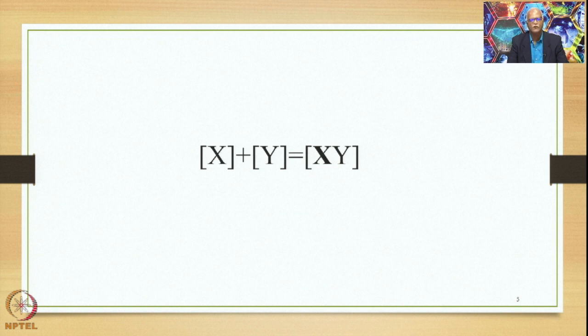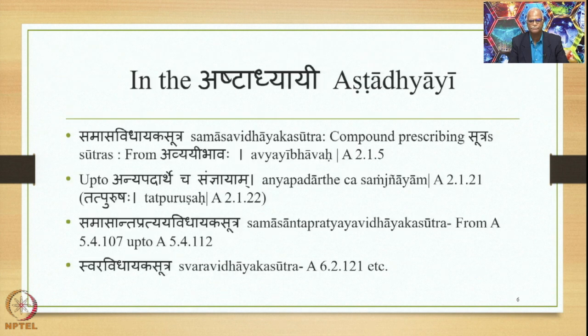And therefore, X, which is an avyaya, acts as the head as far as the word form is concerned in the output unit XY. Semantically also, when XY is linked with another word in the sentence, this interlinkage happens only through X and never through Y. These are the features of the avyayībhāva samasa.